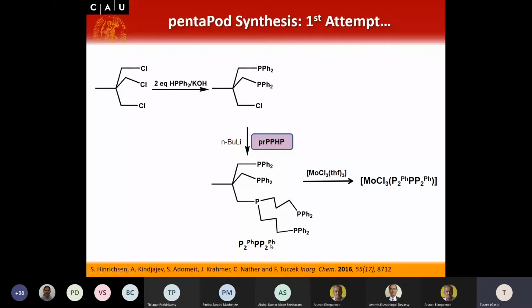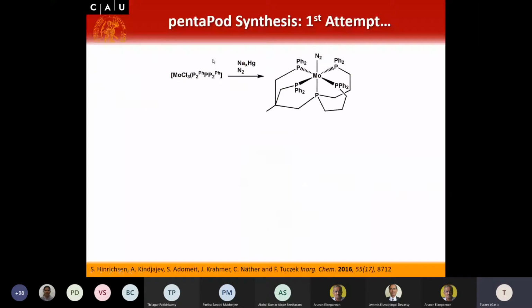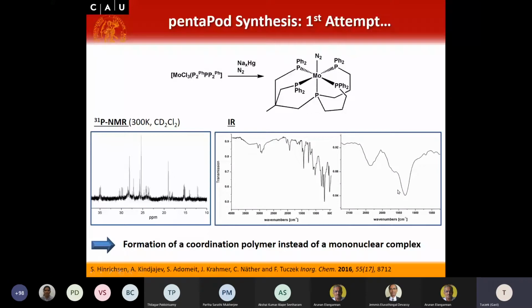P2P2Phi, which was then coordinated to molybdenum 3. This molybdenum 3 precursor was subjected to an amalgam reduction, giving a dinitrogen complex. But unfortunately, this was not a mononuclear complex, but as we believe, is a polymer. So we needed a new approach to make such a pentapod ligand. And we started from another system.